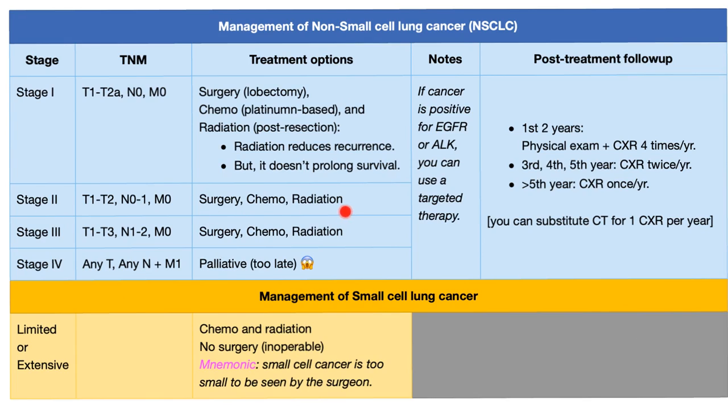Next, stage 2: surgery, chemo, radiation. Stage 3: surgery, chemo, radiation. Stage 4, when there is distant metastasis: only palliative care. It's too late. If the cancer is positive for EGFR or ALK, you can use a targeted therapy.